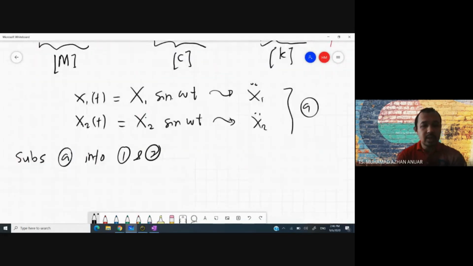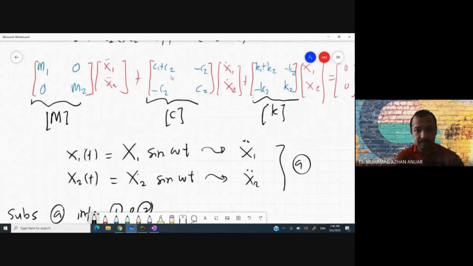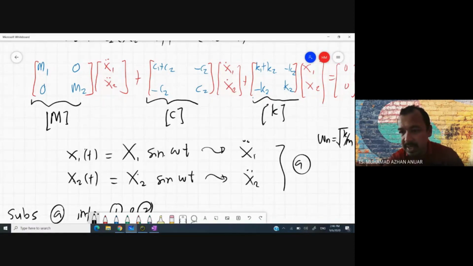Okay, so in order for us to derive the natural frequency and mode shape, we are not really interested in the damping matrix here. Because we know that damping will not contribute to the natural frequency. Our natural frequency omega n depends on K and M. It depends on the stiffness matrix and it depends on the mass matrix.